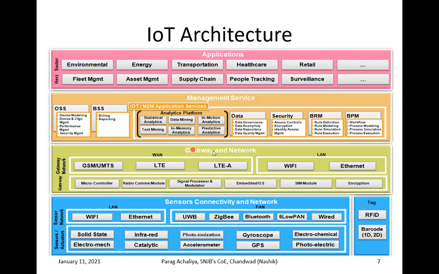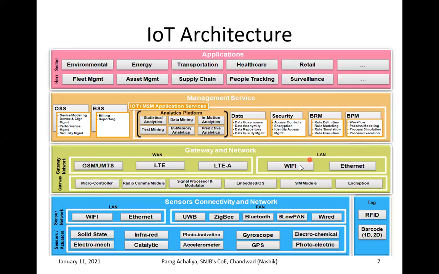The second layer will be your gateway and network. Here you will have various gateways for your communication purpose. The communication can be through the network. So if you are going to communicate through the network, you will require various gateways. The gateway will be either WAN or it can be LAN. GSM, everyone knows, your mobile network. LTE, you also know, 3G. Now VoLTE is your 4G. Likewise, Wi-Fi, Ethernet. These are your LAN, and these are your wireless, and this is your local.